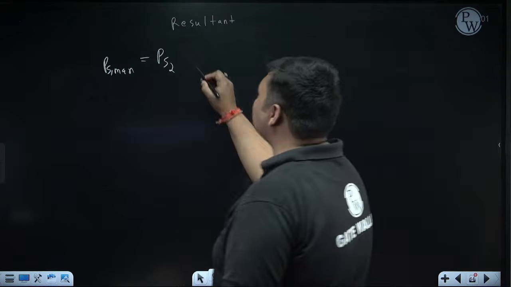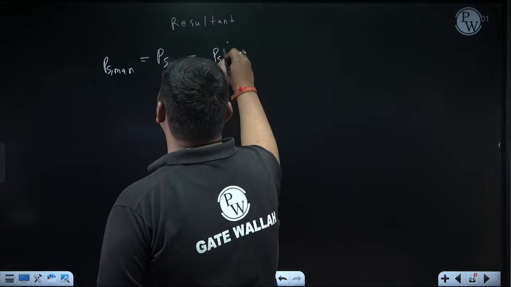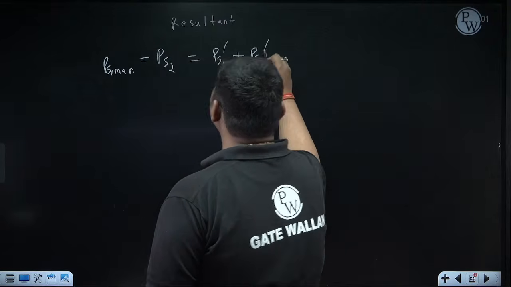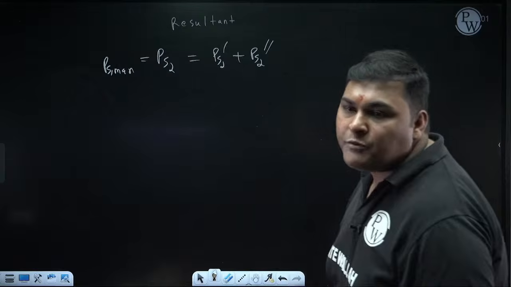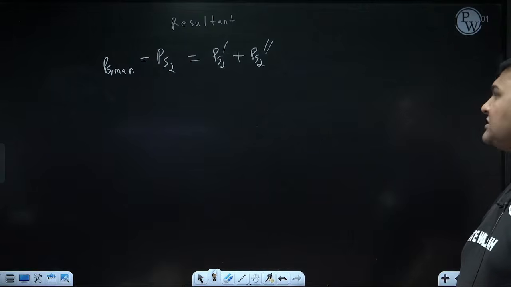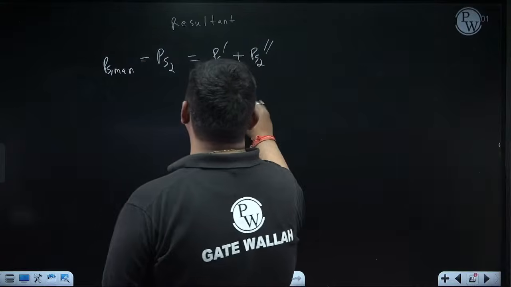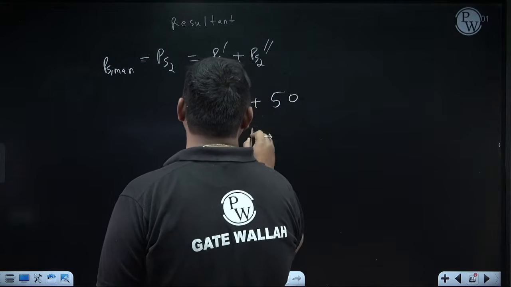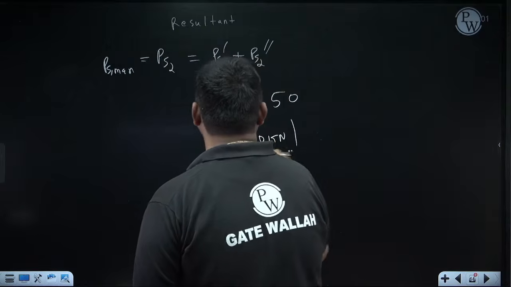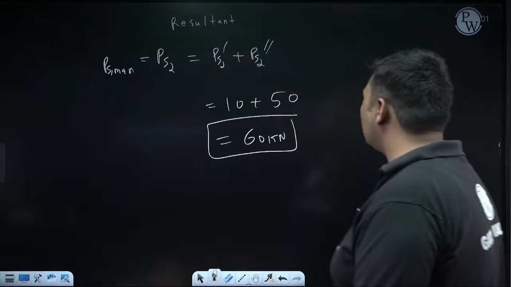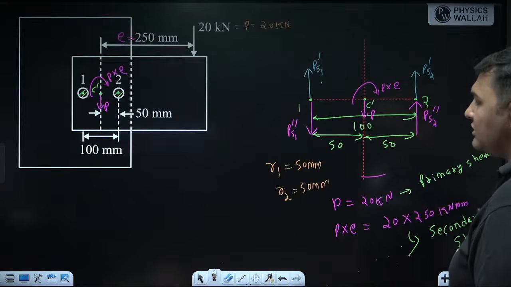And here, can I say to calculate this, just add primary and secondary? Reason: because in rivet 2, both primary and secondary are coming in the same direction. So for the resultant, just add them. Now primary is 10, secondary is 50. So how much will it come? 60 kilonewton. This is also very good. So the resultant shear force of the worst loaded rivet is 60 kilonewton.